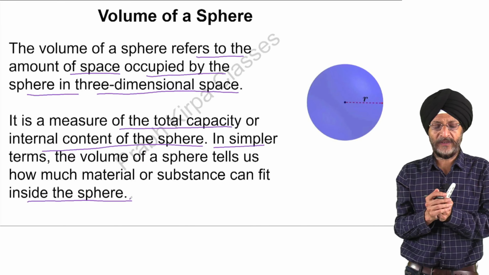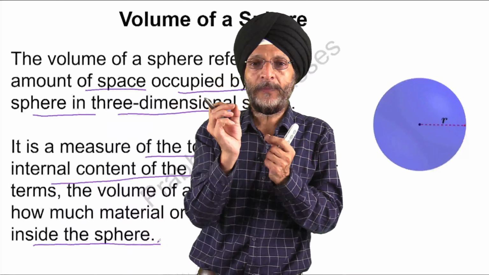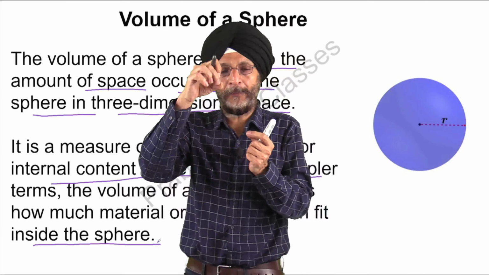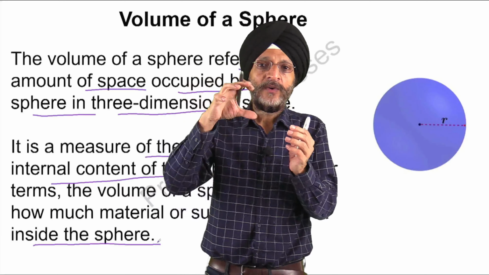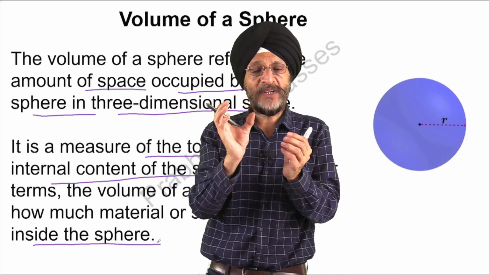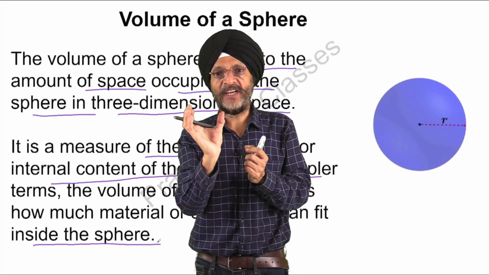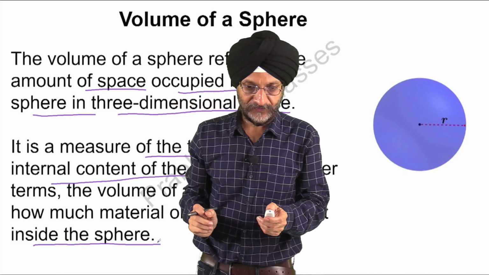In other words, we can take the example that suppose there is a basketball. We make a small hole in it and put water in it, and then the volume will tell us how much water will be there in the sphere shaped basketball.